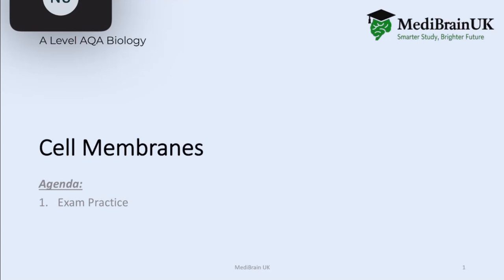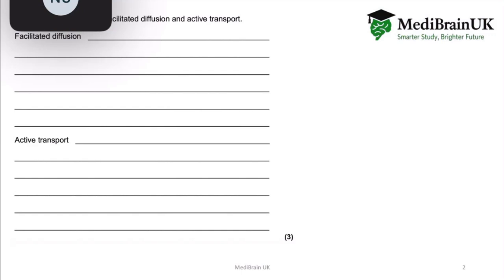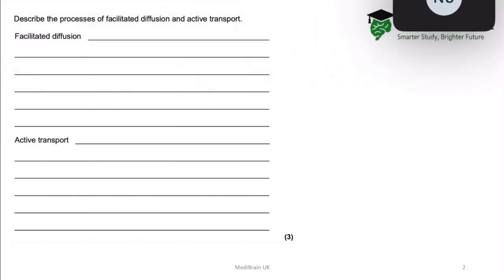So I'm going to give you guys an opportunity to have a go at the exam questions first. And then after a couple of minutes, I'm going to go through the answers and show you where the marks are coming from on the mark scheme. So the first question is on the screen. It says, describe the process of facilitated diffusion and active transport. And it's worth 3 marks.